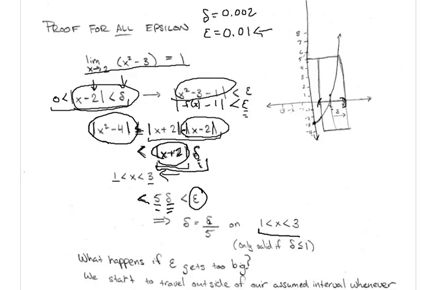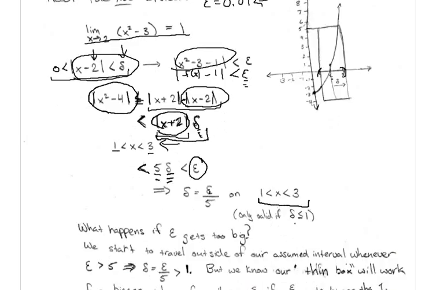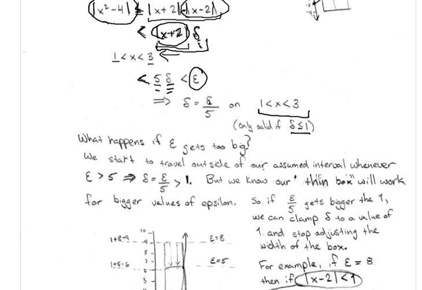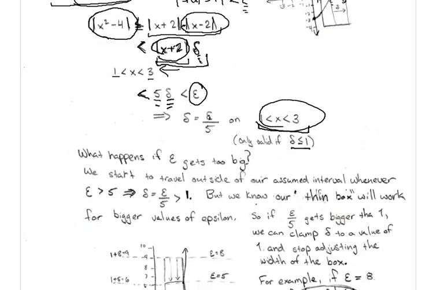Now note that this would only work on that arbitrary interval that we chose of 1 to 3. Basically that means it would only work if delta was less than or equal to 1. But what happens if epsilon gets too big? For example, if epsilon is a little bit bigger than 5, then we get out something that isn't on this interval anymore of 1 to 3.